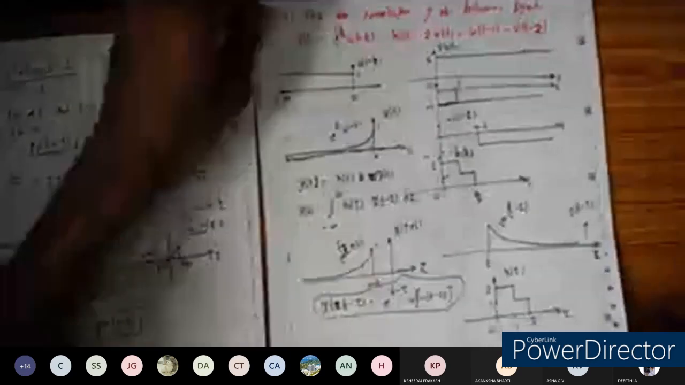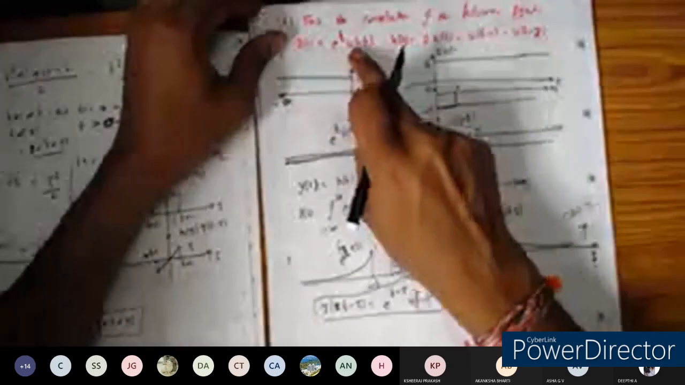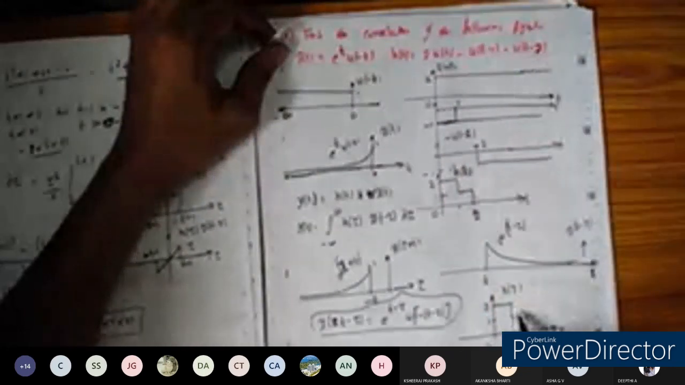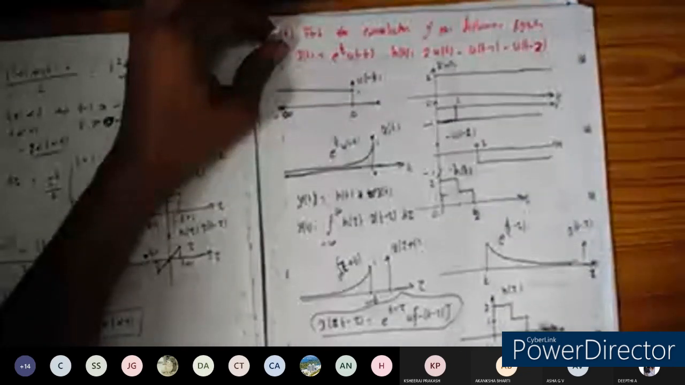In the last class I took this problem: e to the power of 2 into u of minus t, e to the power of t into u of minus t, and h of t is equal to u of t minus u of t minus 1. We plotted this one and got the staircase-like waveform.